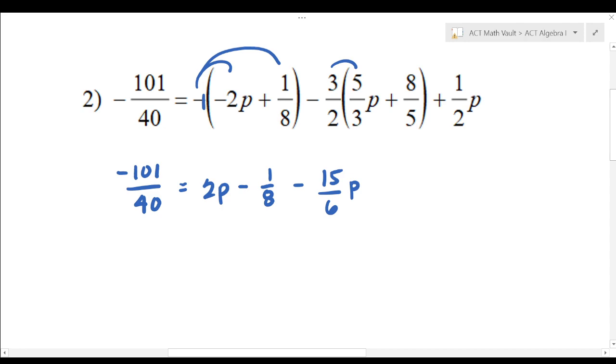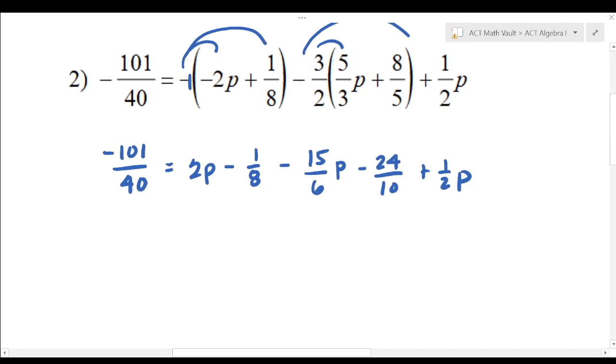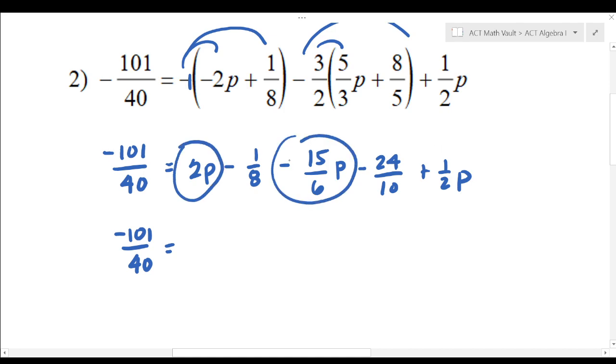Okay, then distribute a -3/2 into 8/5. I get -24 over 10. Drop down the 1/2 p and somehow get p by itself. Okay, so -101 over 40. Then let's do that symbol trick again, where I separate everything. Notice I'm including this negative. Everything with a p goes together.